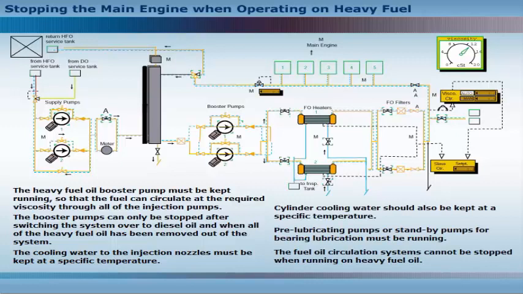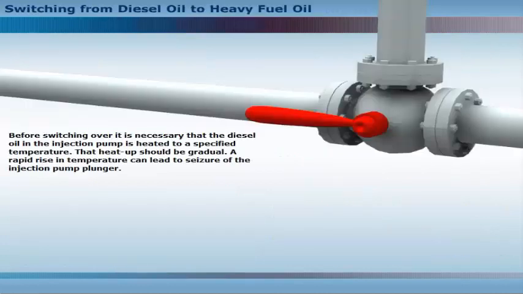Cylinder cooling water should also be kept at a specific temperature. Pre-lubricating pumps or standby pumps for bearing lubrication must be running. The fuel oil circulation systems cannot be stopped when running on heavy fuel oil. Before switching over, it is necessary that the diesel oil in the injection pump is heated to a specified temperature. That heat up should be gradual. A rapid rise in temperature can lead to seizure of the injection pump plunger.